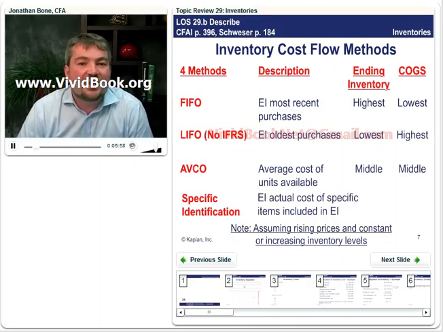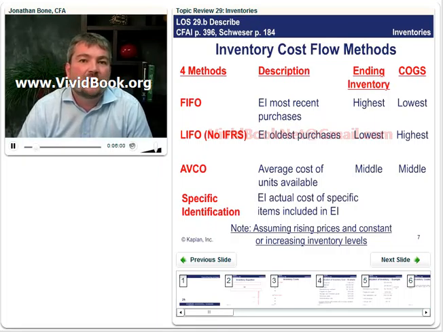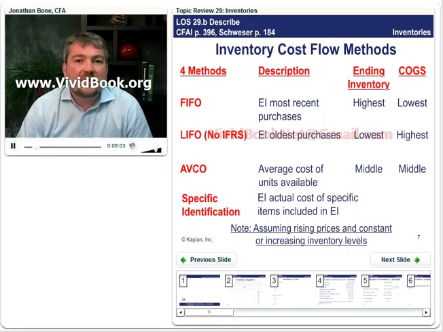Okay, so there's an extra method here called specific identification. Let's start off with FIFO. First in, first out is what FIFO stands for. The first goods that entered your warehouse were the first goods that you sold.